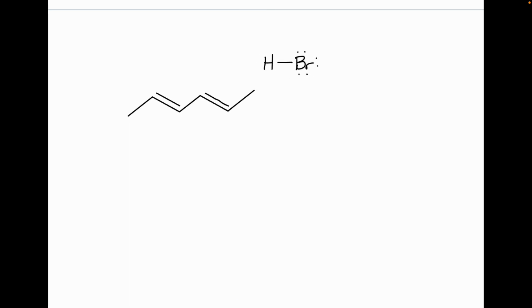And the first step in this mechanism is going to look the exact same as what we saw above. Just like alkenes, the reactivity of conjugated dienes comes from that pi bond. So that pi bond is going to play the role of a nucleophile and attack that acidic hydrogen, breaking that bond right here.